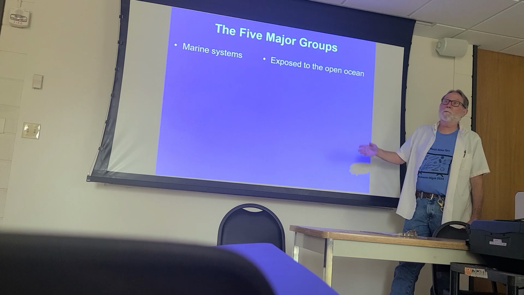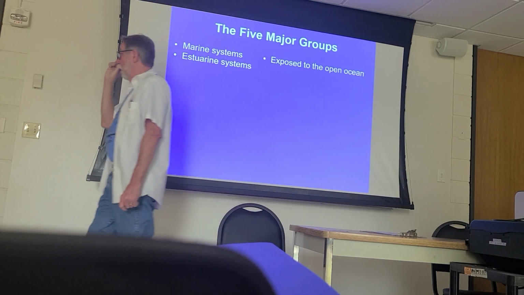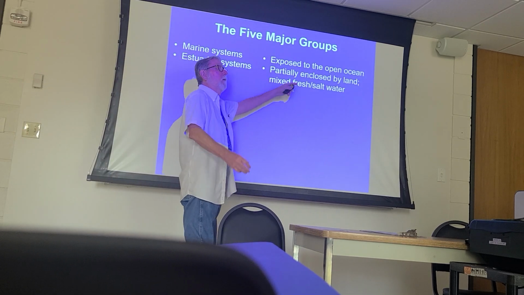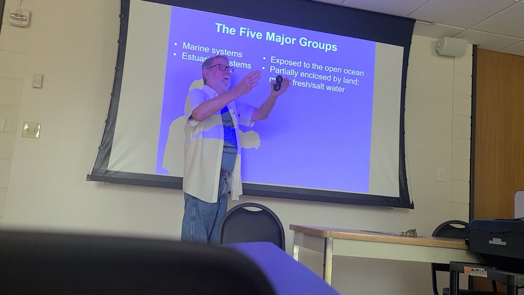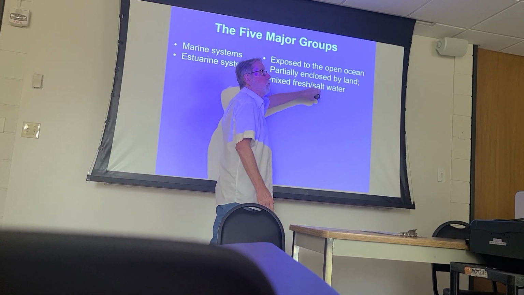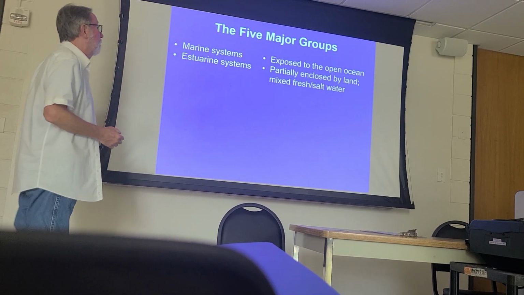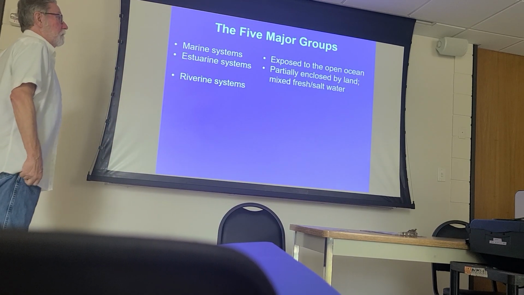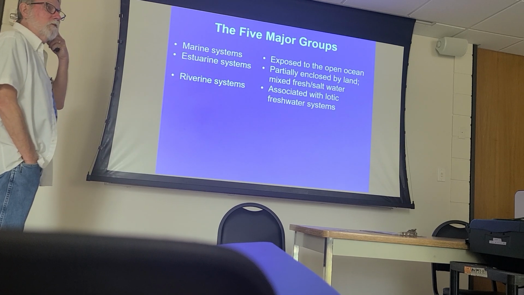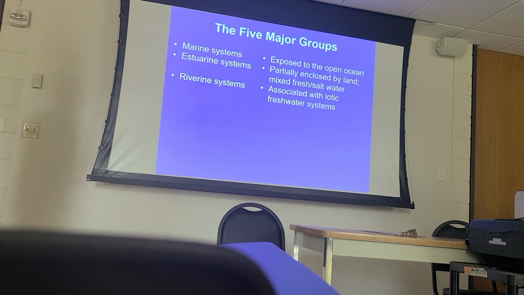These are all called systems, by the way. Then there's estuarine systems. Estuarine systems are areas that are partially enclosed by land. In other words, if I have a river coming down and it empties into the ocean, I have a mixture of salt and fresh water coming together, and that's partially enclosed in the embayment. Riverine systems, that's easy. They're associated with flowing freshwater systems. We have a lot of riverine systems here because we're next to the Mississippi River. So those are riverine systems.